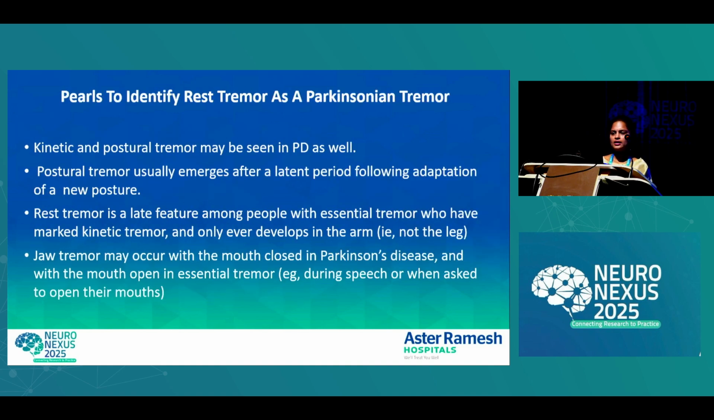So there may be other causes of rest tremor, and what are the pearls to identify rest tremor as a Parkinson's disease tremor? In Parkinson's disease tremor, a kinetic as well as postural component may be seen, and the re-emergent nature of the tremor will be seen in Parkinson's disease. And rest tremor is usually a late feature in essential tremor, and it usually does not develop in the legs. And jaw tremor of Parkinson's disease and jaw tremor of essential tremor are differentiated by jaw tremor when the jaw is closed is rest tremor, when it is opened it is essential tremor.